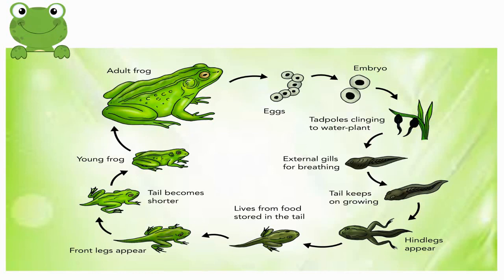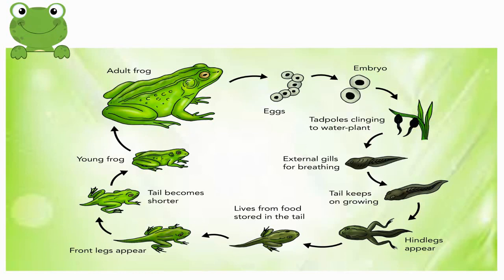Next, tadpole. A tadpole, as you can see, clinging to the water plant. Tadpoles are tailed aquatic larvae of an amphibian frog, breathing through the gills and lacking legs until the later stage of development. Tadpole uses external gills for breathing. As the time passes, the tail grows. After weeks pass, gills disappear and hind legs appear or develop. This tadpole lives on the food which is stored in the tail.